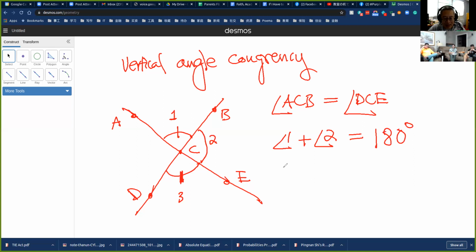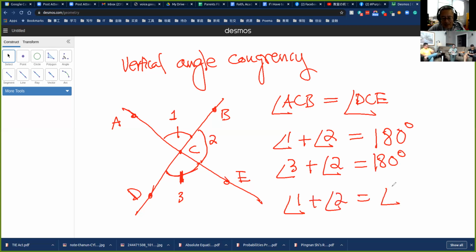Now, how about angle 3 plus angle 2? It's also 180 degrees, which means angle 1 plus angle 2 is equal to angle 3 plus angle 2, right? So therefore, we have something common here. And if we take out angle 2, then angle 1 has to equal angle 3, right?